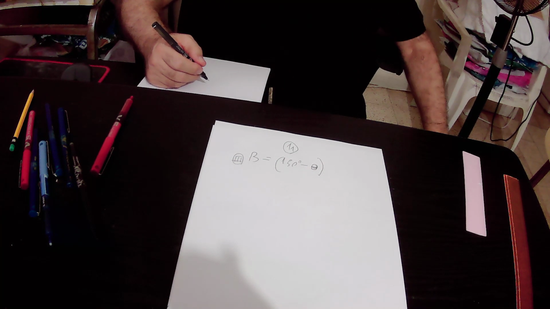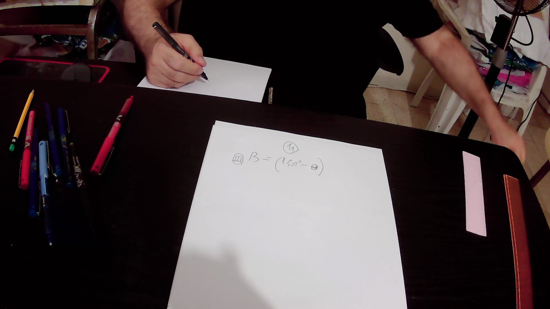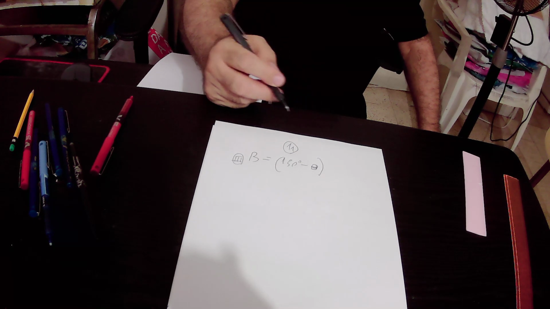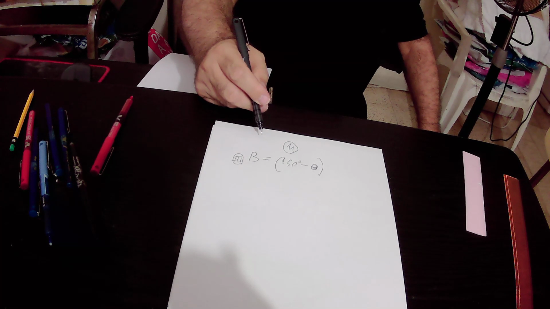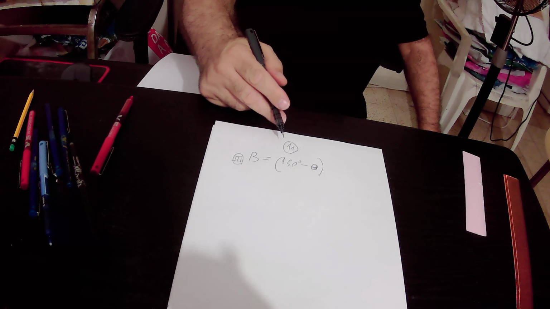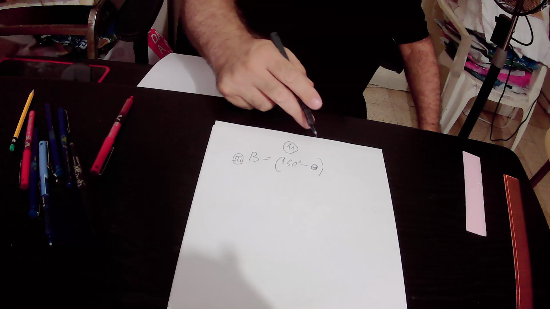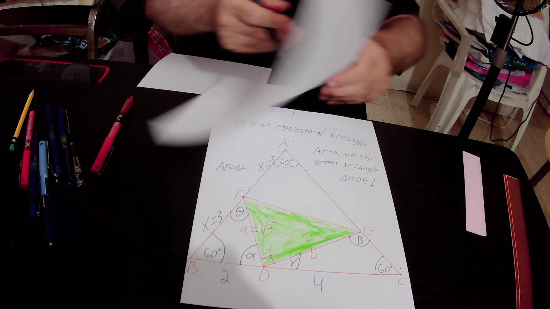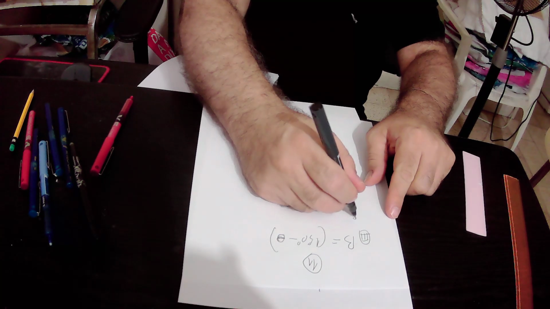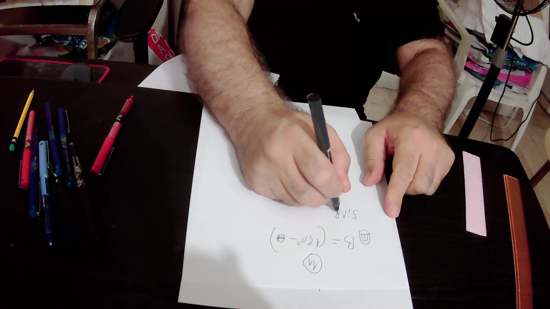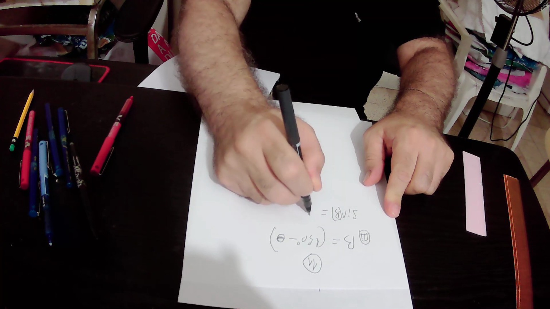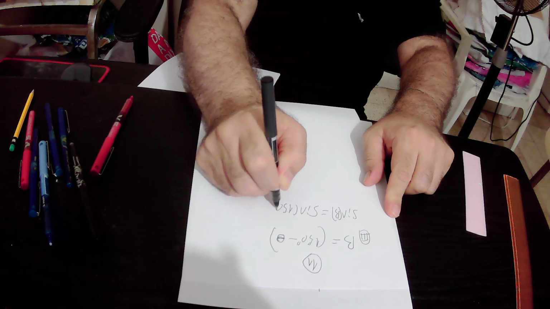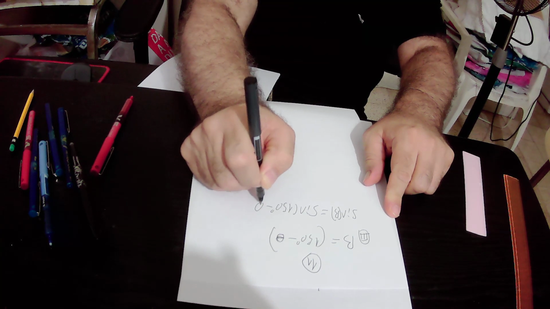But if beta equals 150 degrees minus theta, then sine beta will be equal to sine of 150 degrees minus theta. Very simple. So we'll write it down that sine beta equals sine of 150 degrees minus theta.